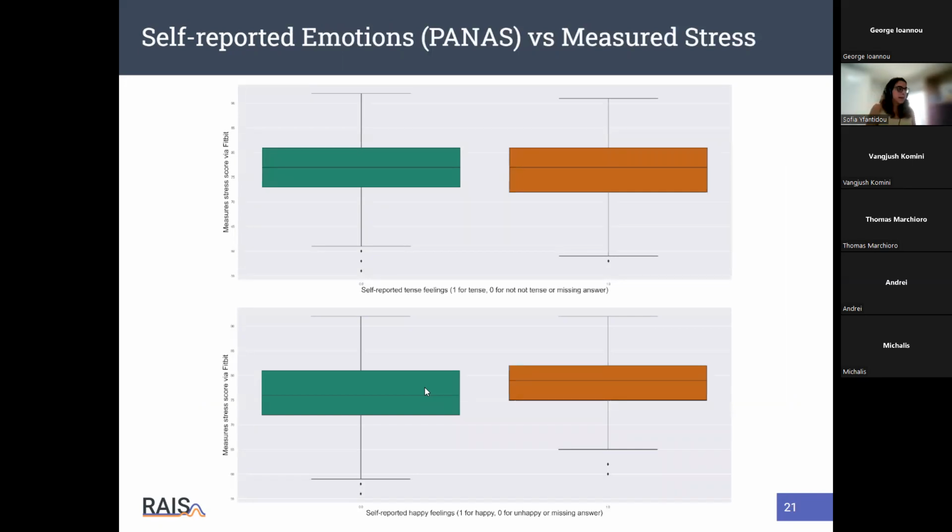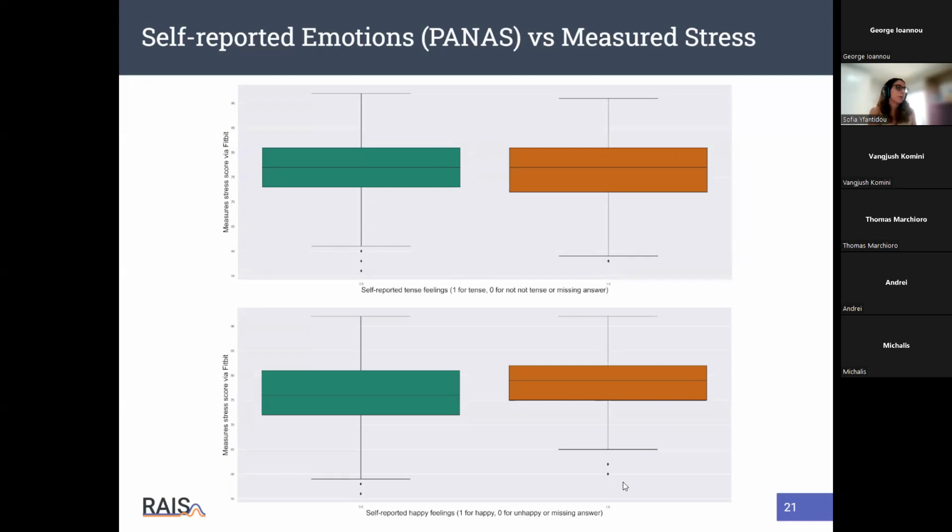Similarly, we did the same for the positive and negative emotions of the users. So what you see here is the Fitbit stress score on the y-axis, and on the x-axis, you see whether the users answered that they feel tense on the specific day. For example, 0 if they said, no, I'm not tense today, or 1 if they said, yes, I'm tense today. We did not find any statistically significant difference, and we also noticed that the average Fitbit stress score is very similar in both categories, regardless of whether the users said they are tense or not.